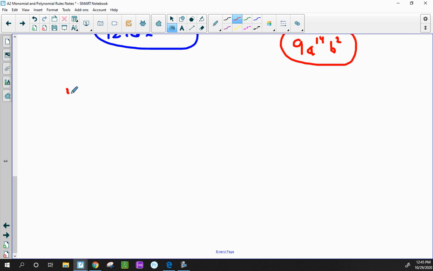All right, let's try one where I'm mixing the two rules up. So let's go with a negative 2 x to the 10th y to the 6th, raised to the 3rd, times 5 x y to the 4th.